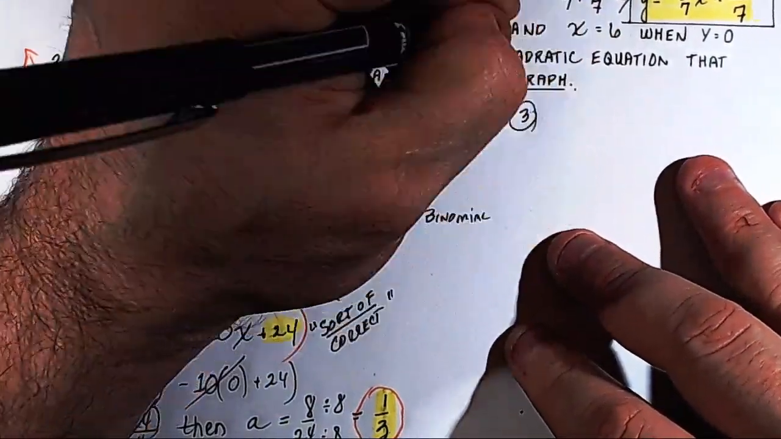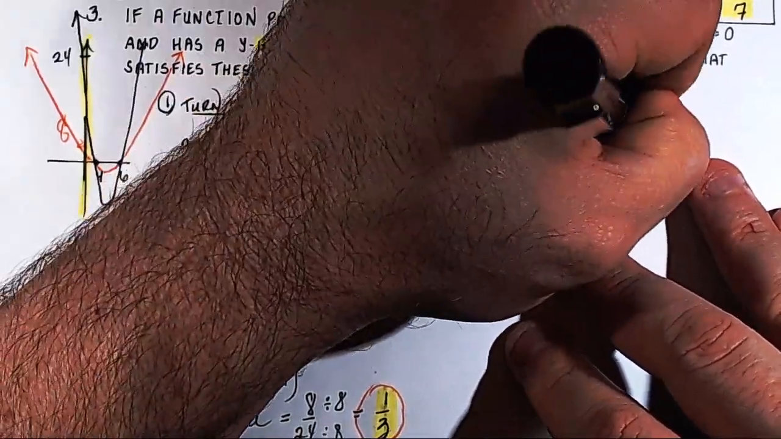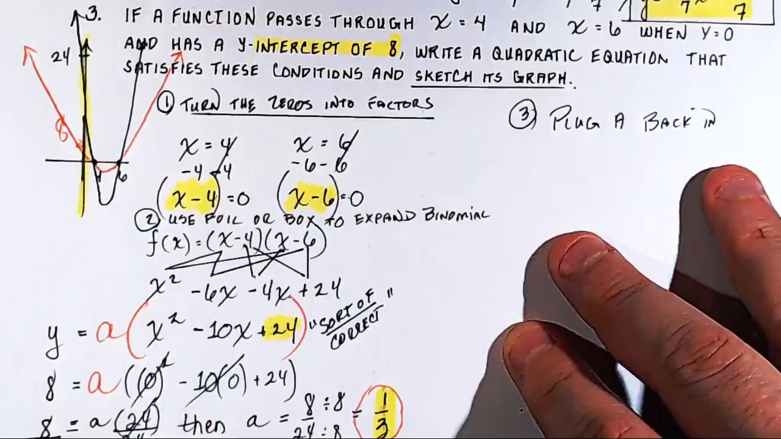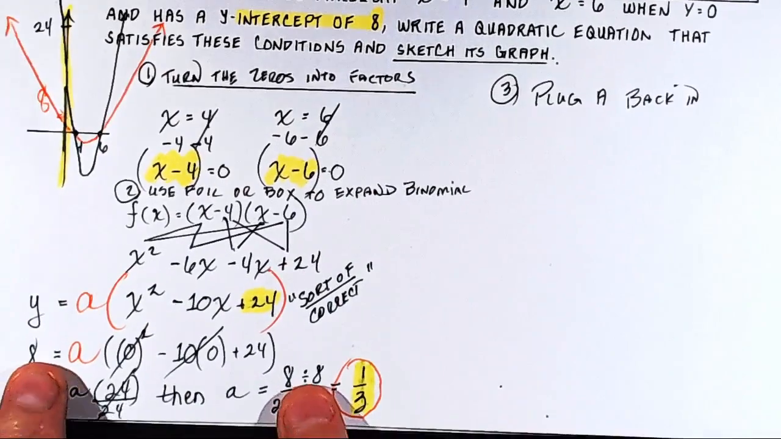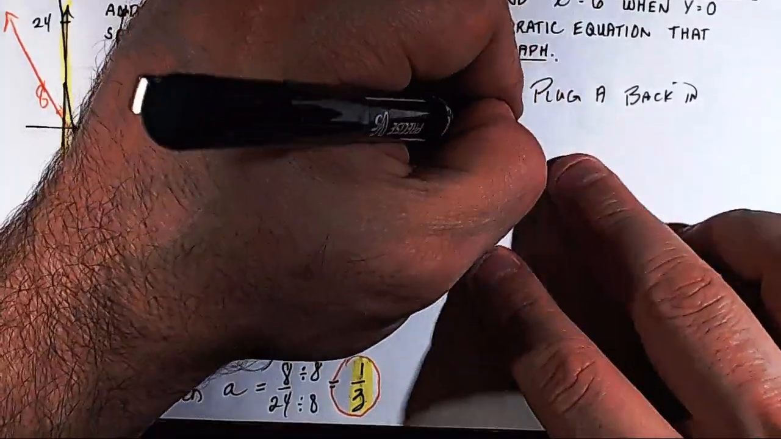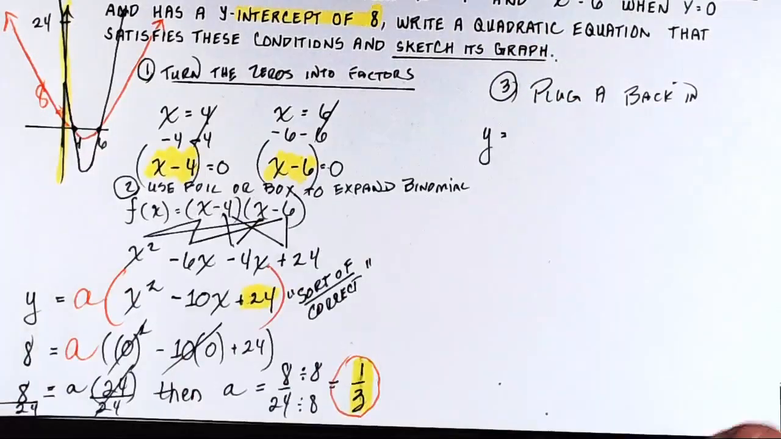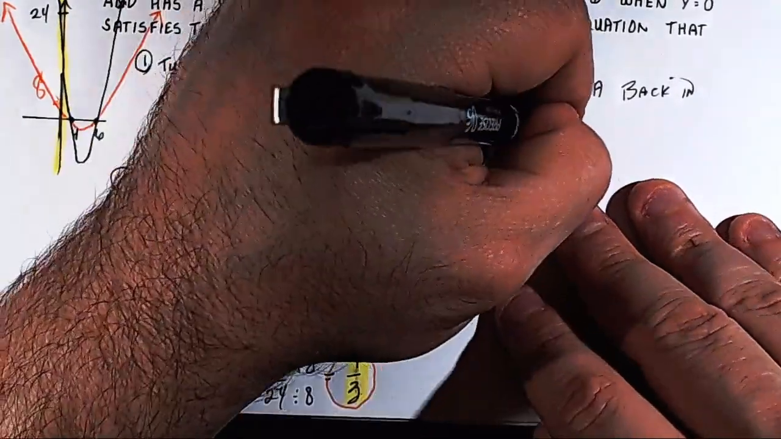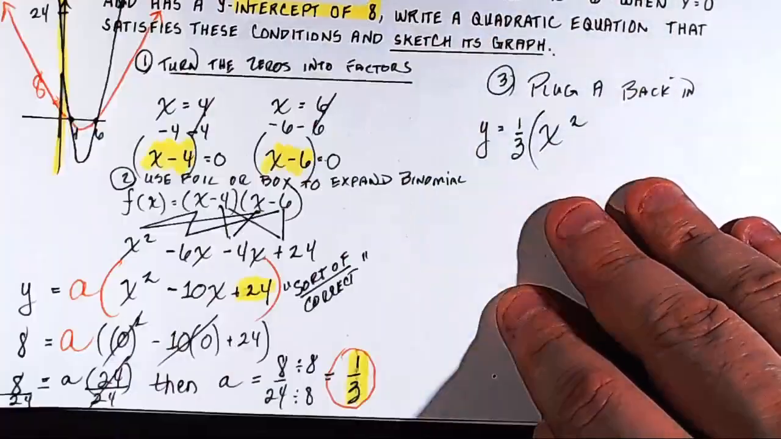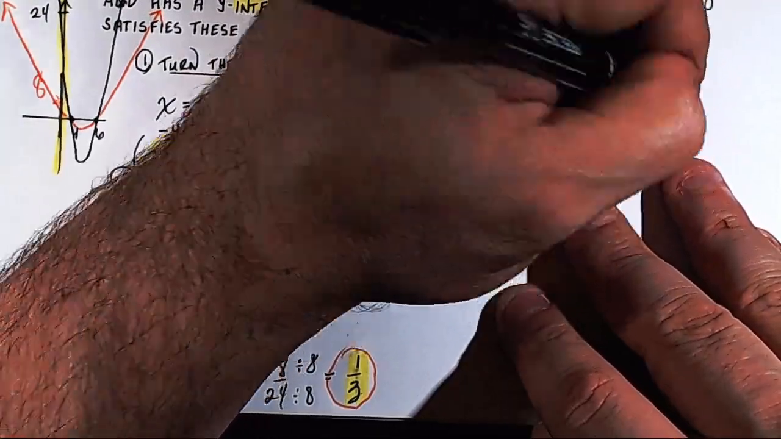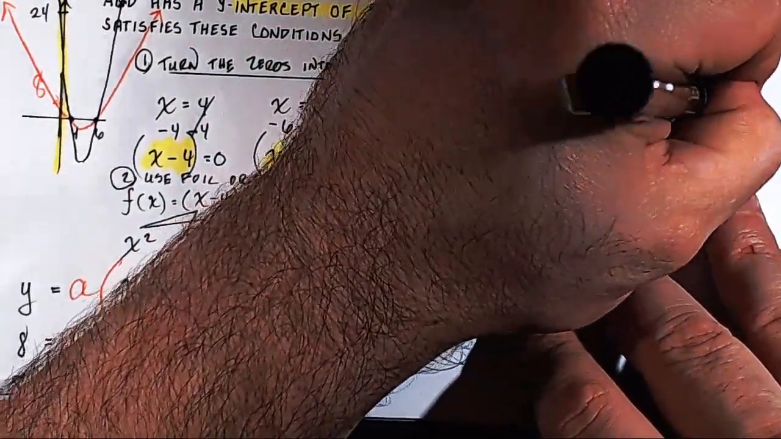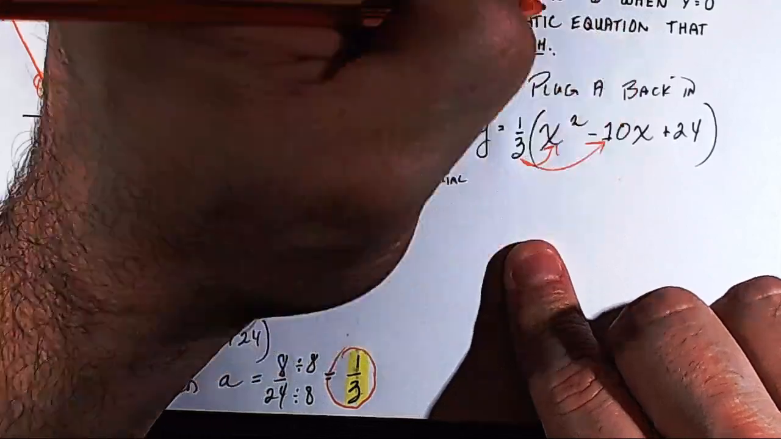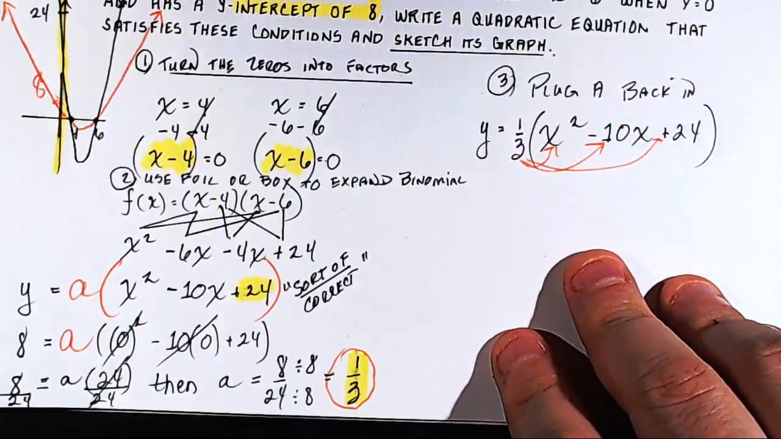So plug a back in. So now I'm going to rewrite this. y equals, instead of a, I'll write 1/3, open parentheses, x squared minus 10x plus 24. Okay, and so what I've got to do now is just distribute the 1/3 through the equation.